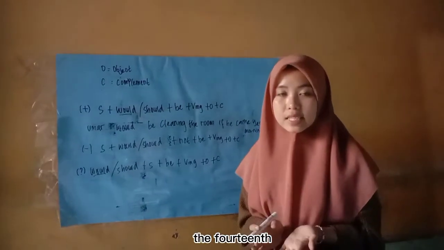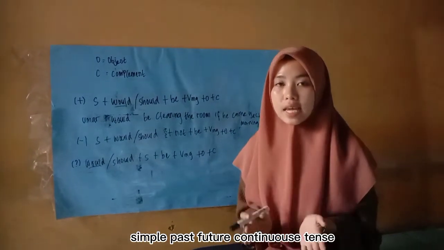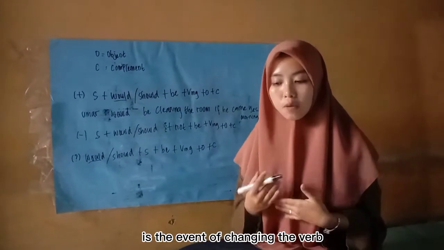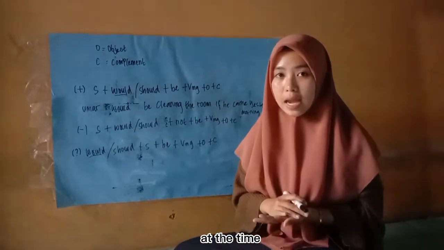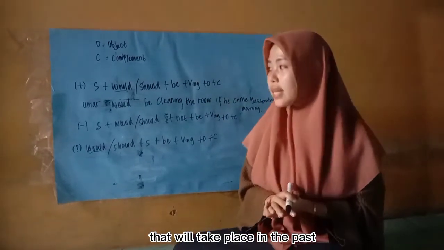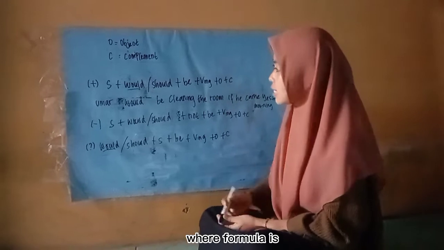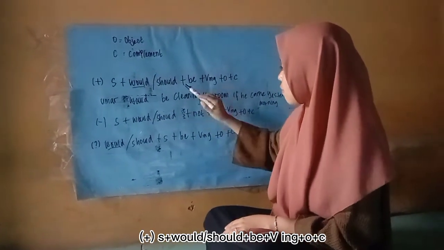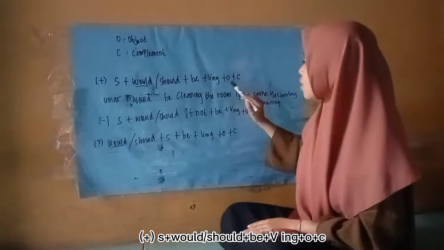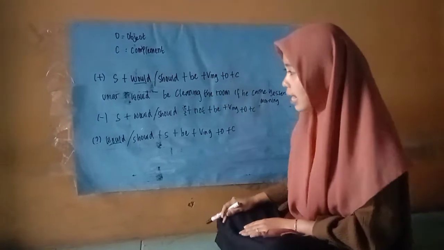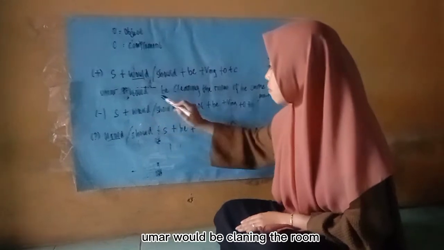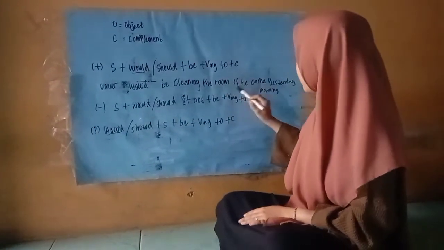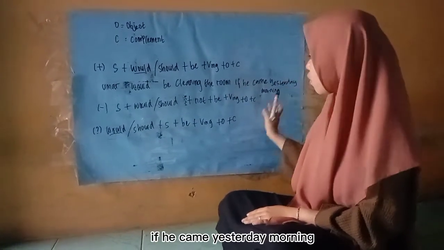The 14th, simple past future continuous tense, is an event of changing the verb at the time that will take place in the past, where the formula, positive, is subject plus would or should plus be plus verb in plus object plus complement. Example is: Umar will be cleaning the room if he came yesterday morning.